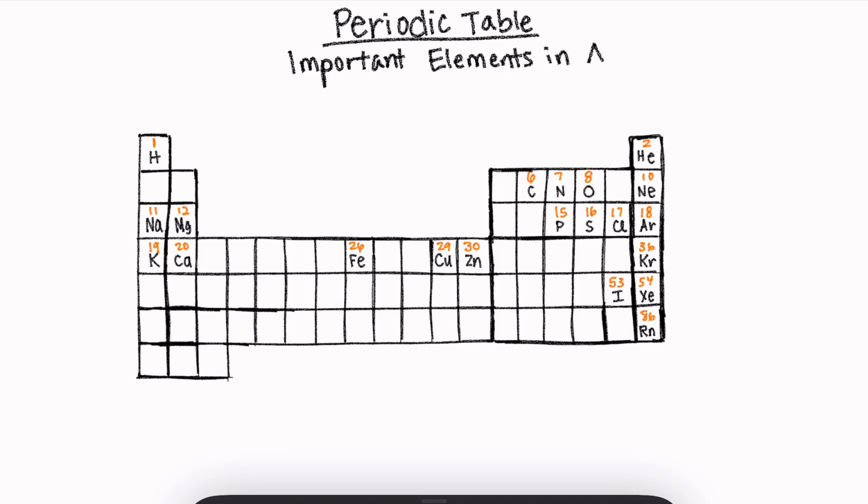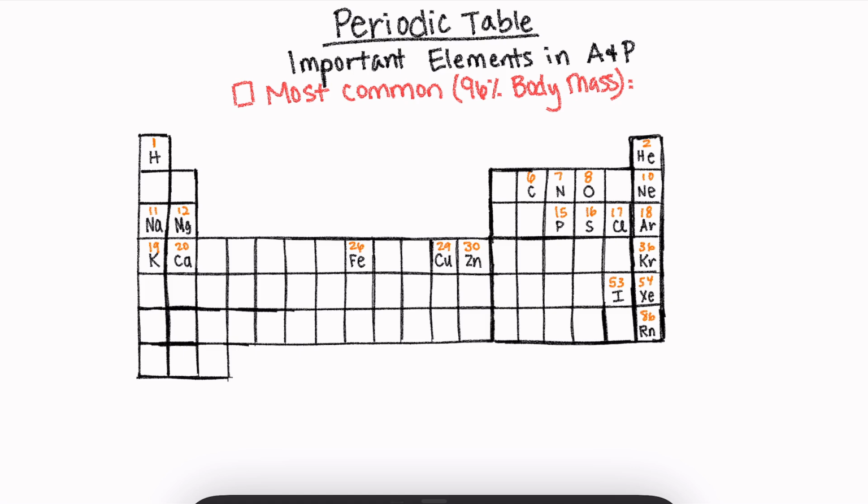So we'll put important elements in A and P. Now I'm going to start with the most common. I'm going to color these ones with kind of a red color, and these are going to be the most common, and they make up most of what you weigh. 96% of your body weight or mass is from these four elements.